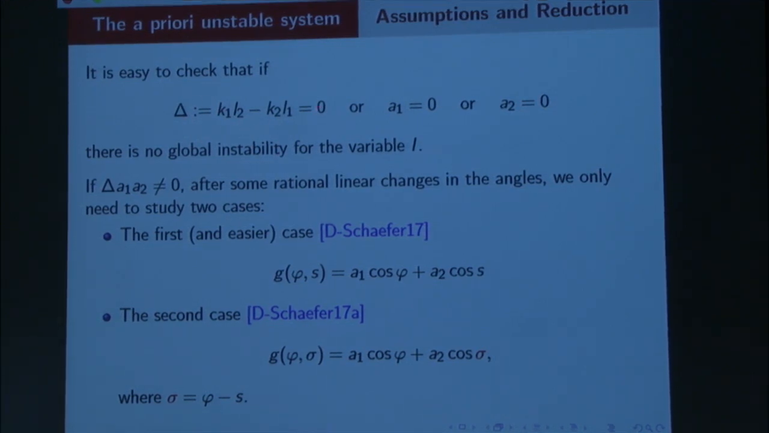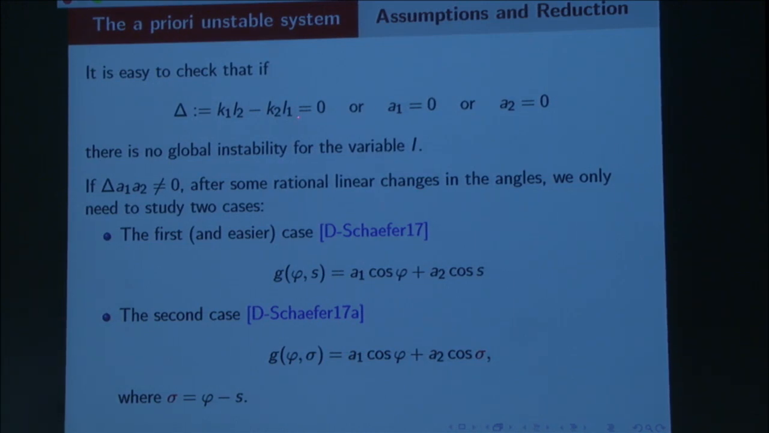Good. First of all, it is very easy to check that if instead of 2 harmonics you have only one, so one is a multiple of the other, or if one of these two, A1 or A2, is equal to 0, there is no global instability. After some change, you have a Hamiltonian of 2 degrees of freedom and not 2.5. So this is very easy to see.